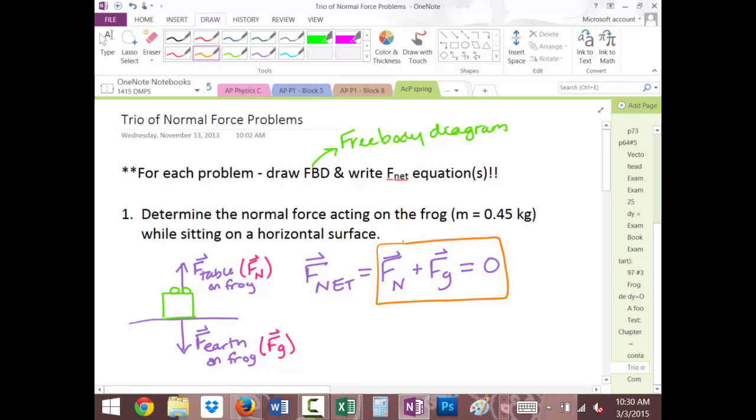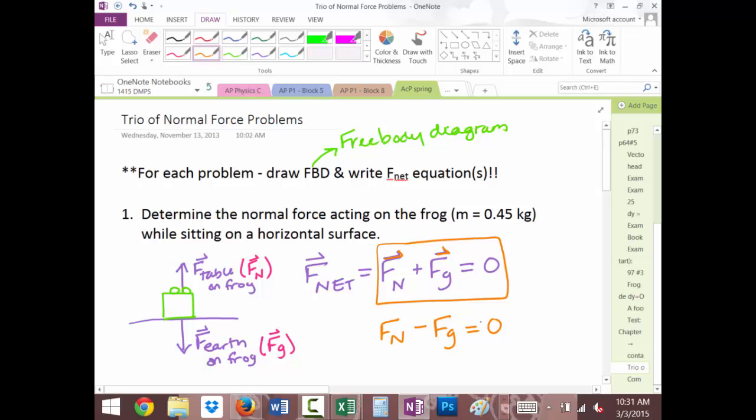What do you know about two things if they have to add up to 0? Opposite in direction, right? And what about their magnitudes? Equal in magnitude. Is that okay? So I'm going to write this out a little bit more. These little vector hats that I've got up here mean that we're talking about directions. Fn goes up, so I'm just going to write Fn. Fg goes down, so I'm going to write minus Fg equals 0. Is everybody okay with that?